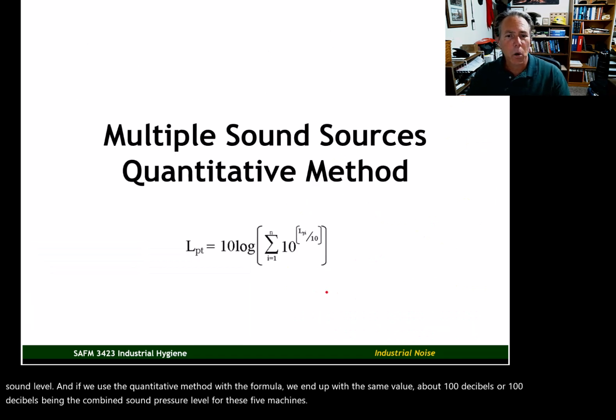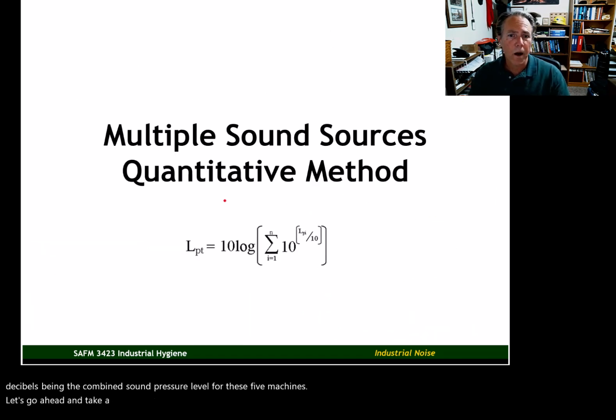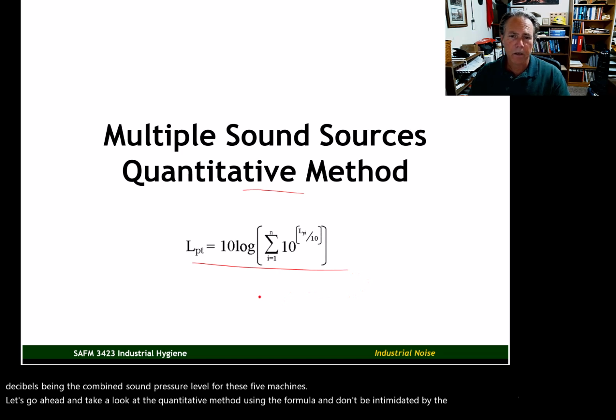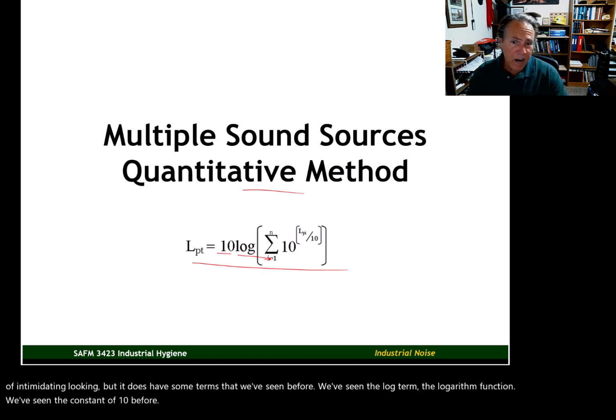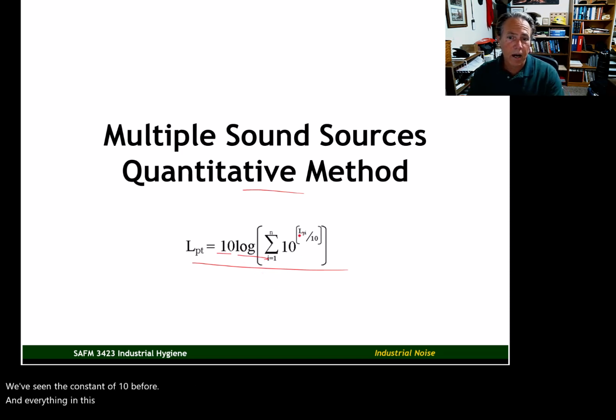Now, let's take a look at the quantitative method using the formula. Again, don't be intimidated by the formula. It is kind of intimidating looking, but it does have some terms that we've seen before. We've seen the log term, the logarithm function. We've seen the constant of 10 before. And everything in this formula is a constant except for the one value, the sound pressure level of the different machines. So let's do a problem.